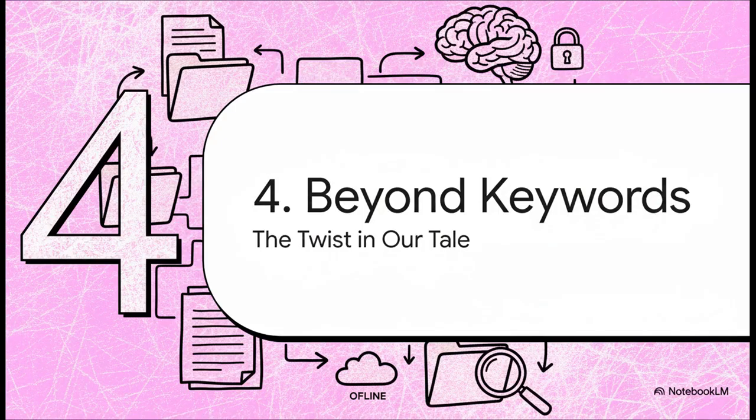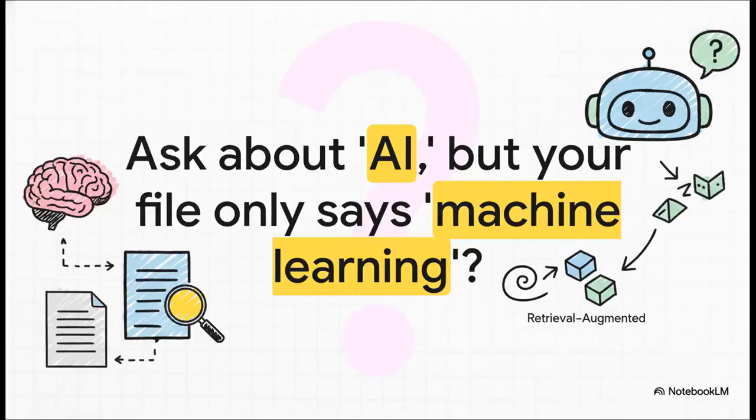So, we've built this really smart system, but it has a hidden flaw, a real Achilles heel, and it's that first step, our simple keyword search. It's not nearly as clever as it needs to be. This is the big twist in our story. Okay, think about this for a second. Let's say you ask a question using the term AI. But the document you're searching, maybe it was written by an academic, and they only ever use the term machine learning. What is our keyword search going to find? Absolutely nothing. Zero. It's looking for an exact word-for-word match, and since it doesn't find one, our whole system just fails.